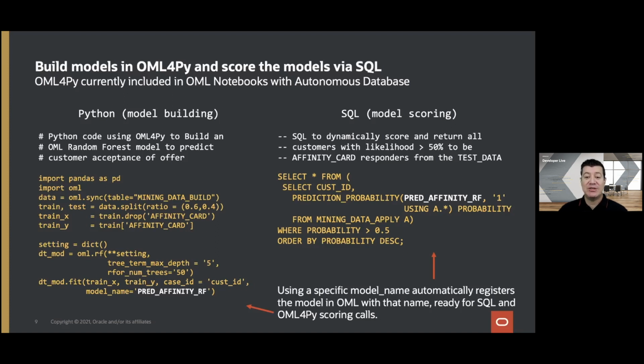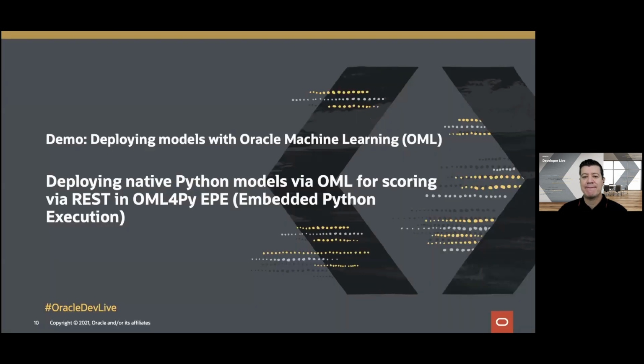I'm again using the same exact SQL code I used before. I want to have the prediction probability. The only difference is this time I'm using the pred_affinity_RF. So instead of using the decision tree model, I decided to use this random forest model. They could have been built either all in Python or all in SQL. It doesn't matter. It's the same thing for us.